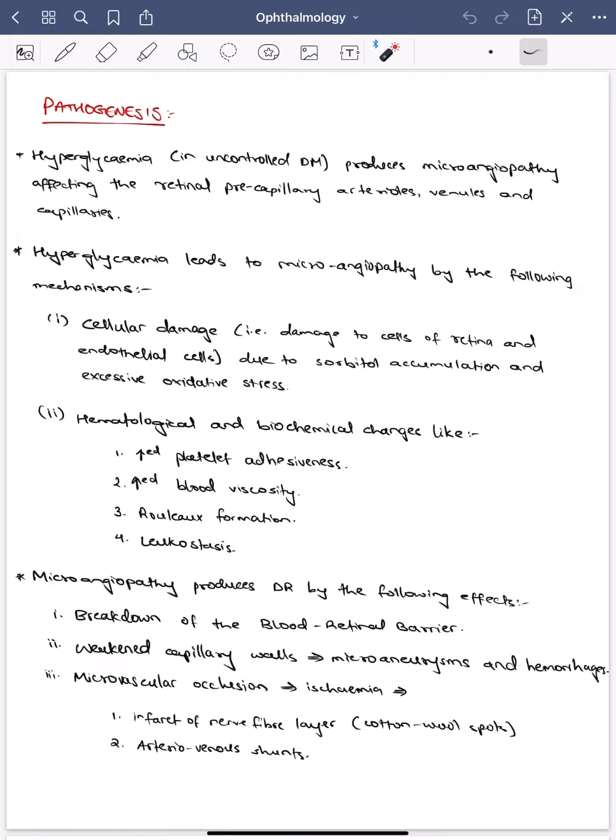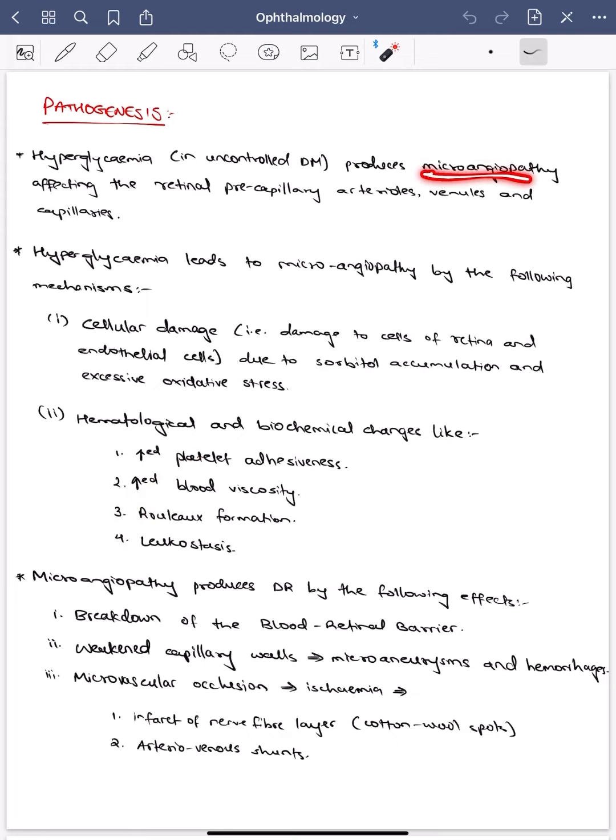So again, the basic pathology is that hyperglycemia produces microangiopathy, which affects the retinal precapillary arterioles, venules, and capillaries. Now, hyperglycemia produces angiopathy by cellular damage and hematological and biochemical changes. Cellular damage includes sorbitol accumulation and excessive oxidative stress, and hematological and biochemical changes include increased platelet adhesiveness, increased blood viscosity, rouleaux formation, and leukostasis.